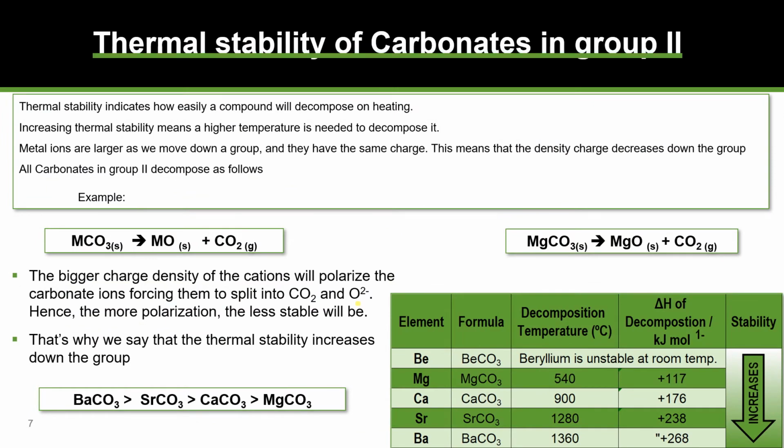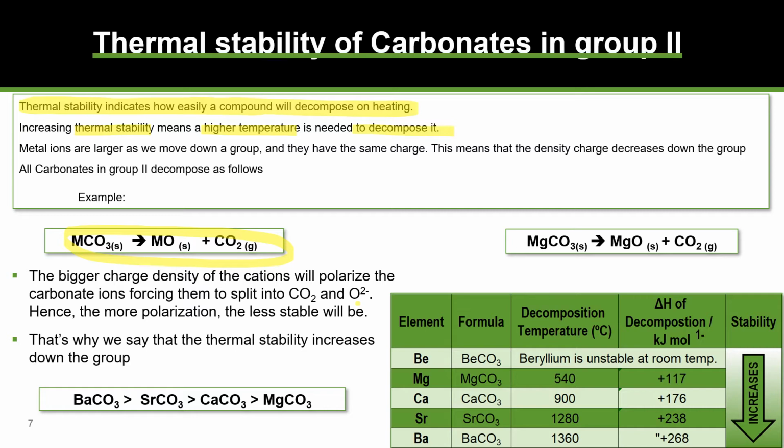Thermal stability indicates how easily a compound will decompose on heating. That is going to be affected by the polarization of the cation towards the anion. In this case, we are going to analyze the group 2 decomposition of the carbonates. So what is thermal stability? It means that a higher temperature is needed to decompose it.